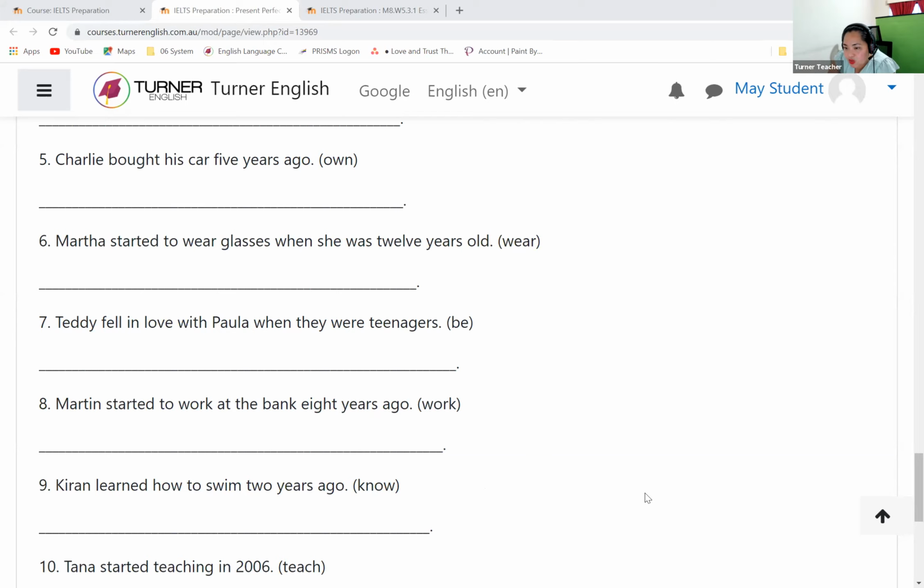Teddy has been in love with Paula. Yes, correct. Martin has worked at the bank for 8 years. Correct. Again, Nayan, you are trying to use so many tenses here. Just focus on "has" and then "work." Martin has worked. Nayan, you have 3 verbs going on here: you have "been," you have "started," and you have "working." It's just "Martin has worked." Make it simple so that you won't make mistakes.